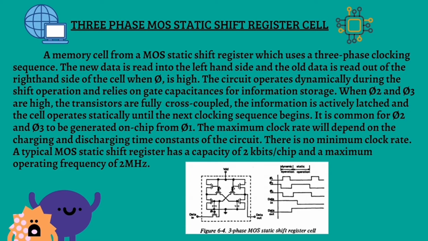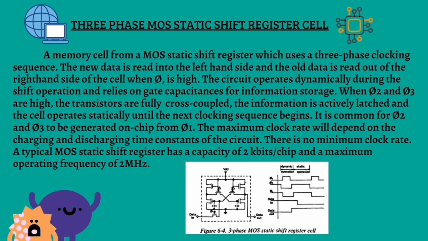The circuit operates dynamically during the shift operation and relies on gate capacitance for information storage. When theta 2 and theta 3 are high, the transistors are fully cross-coupled. The information is actively latched and the cell operates statically until the next clocking sequence begins. It is common for theta 2 and theta 3 to be generated on chip from theta 1.